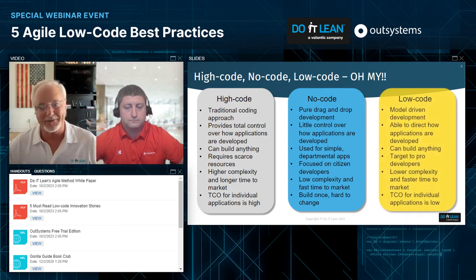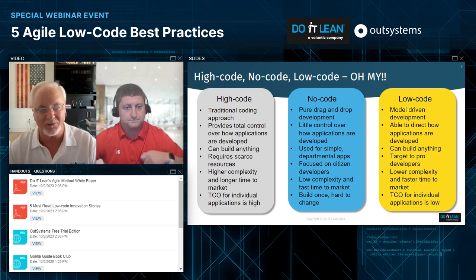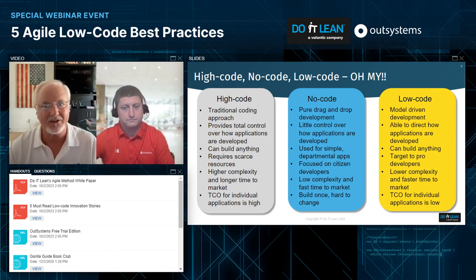The third bucket is what I call low code, or what the industry analysts call low code. And this is model-driven development, except you're able to really direct how the applications are built and deployed. So you have a little more control. You can pretty much build anything. I mean, if you want to build an embedded system, with today's low-code products, that's not what it's for. But if you're building web and mobile apps, business applications, you can do that.